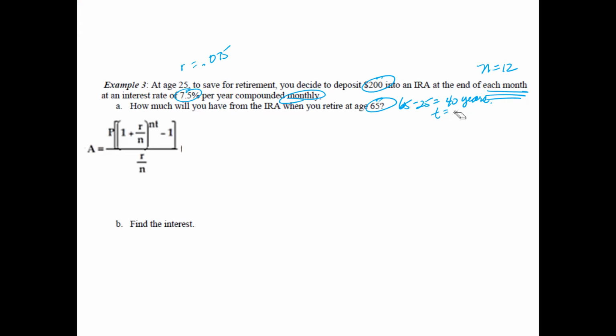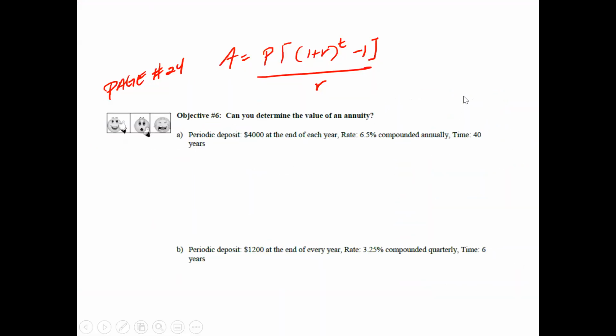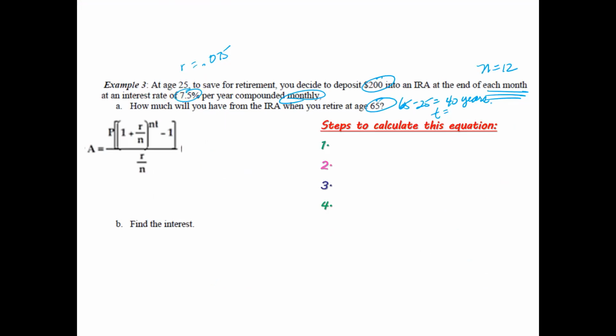So let's plug this in then. And again, we have this crazy looking calculation here. So let's take a look at this. Let's plug everything in. So your A is equal to $200 each month. 1 plus 0.075 divided by n, which is 12. 12 times 40 minus 1. Put that into bracket. Divided by 0.075 divided by 12.